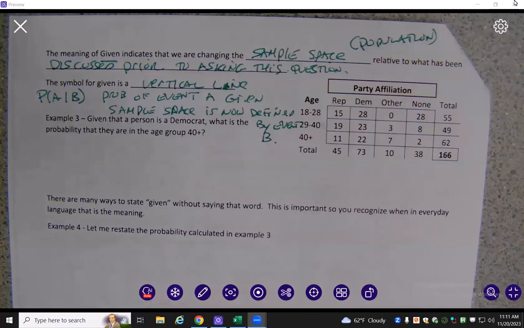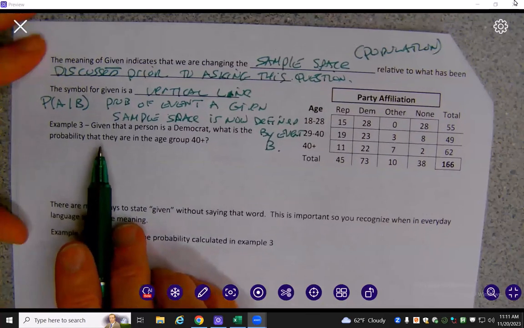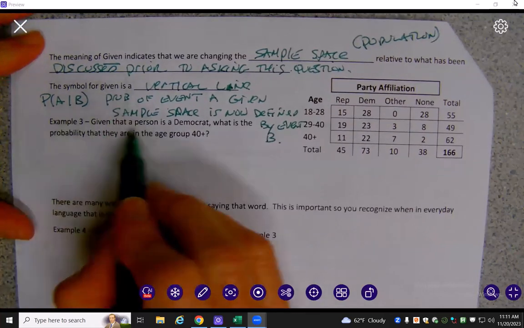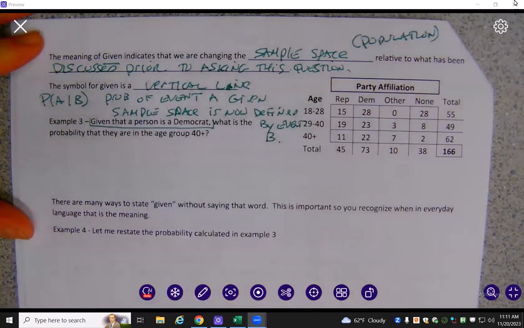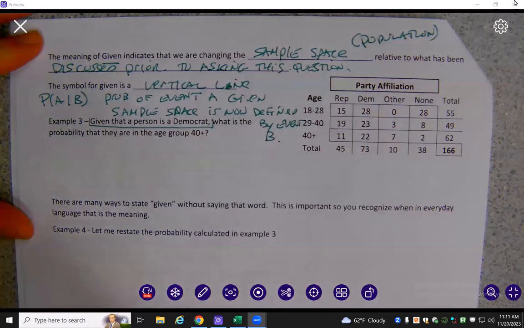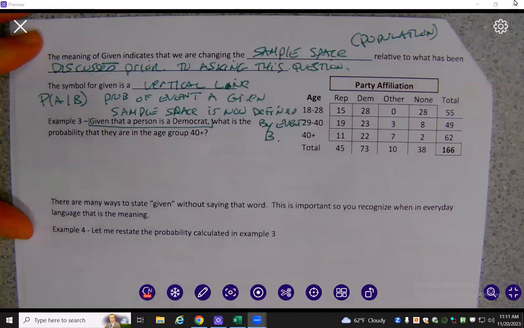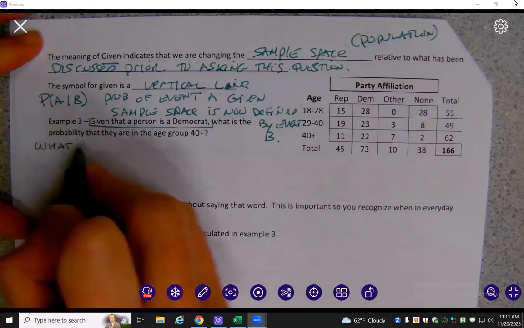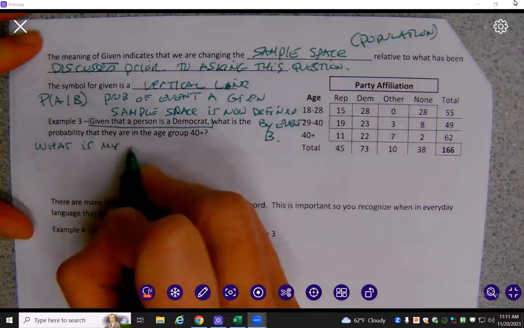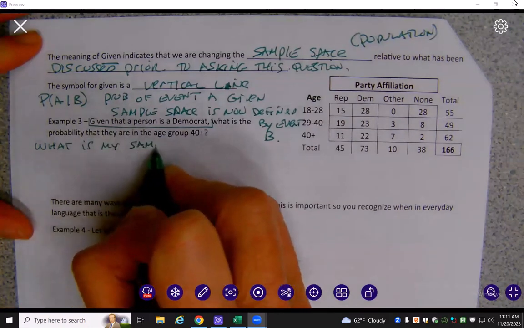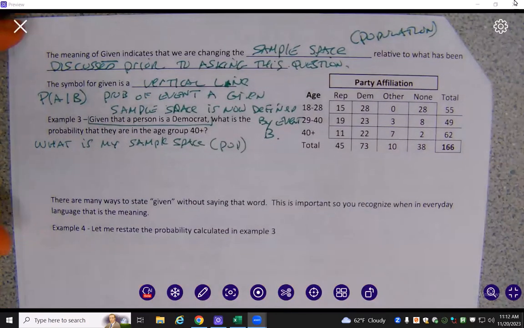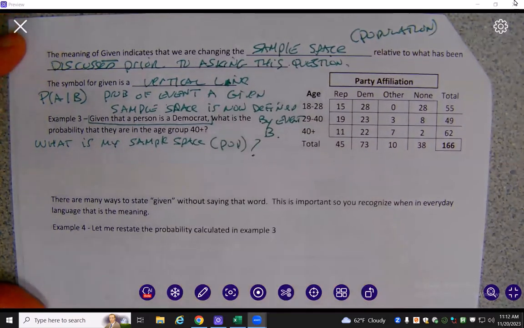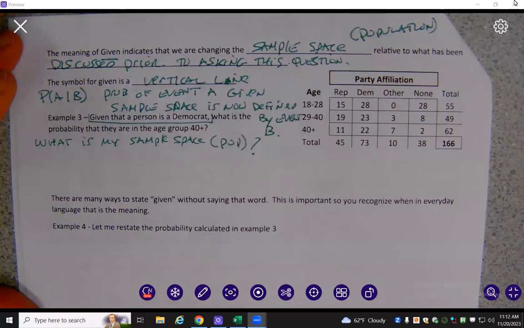So let's look at an example. This one requires a lot more attention. Given that a person is a Democrat, so I'm going to use the word given here, what is the probability that they are in the age group 40 plus? Okay, so notice the statement there. What is my sample space in this question? Or population? What is it that creates my whole? What is my whole here? What is this question about? Is it about all 166 people?